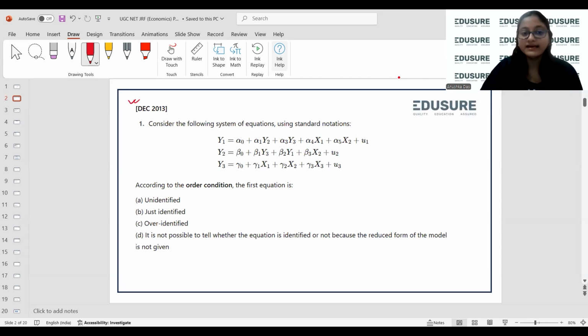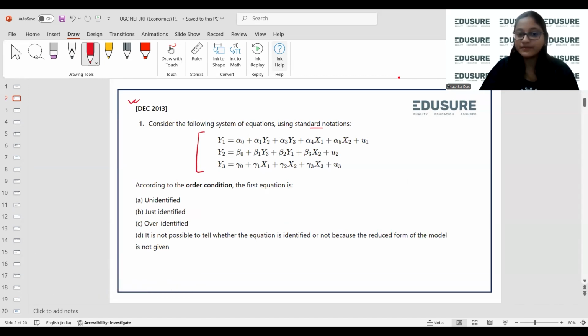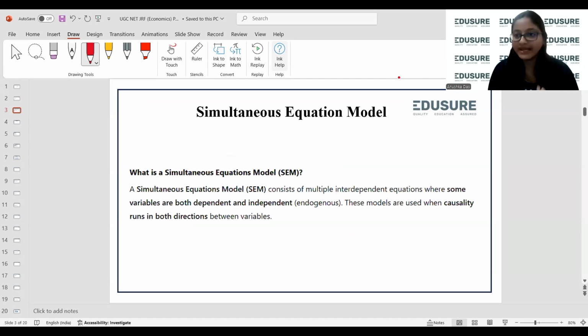This question is saying, consider the following system of equations using standard notation. So this is a classic example of a simultaneous equation model. Simultaneous equation model is there in your syllabus, where firstly we need to understand the concept before solving these questions. So I have given you a short note from our paid course. Let's take a look at this and then we will solve this question accordingly, right?